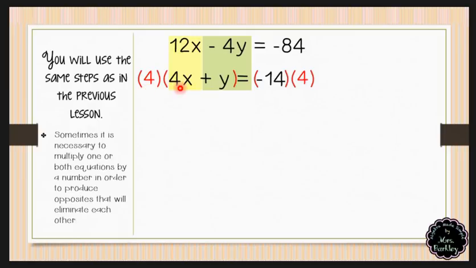So 4 times 4x would be 16x, and 4 times y would be that positive 4y, which was our goal, equals negative 14 times 4, which is negative 56. So now I have my new equation after I have multiplied that equation by positive 4.